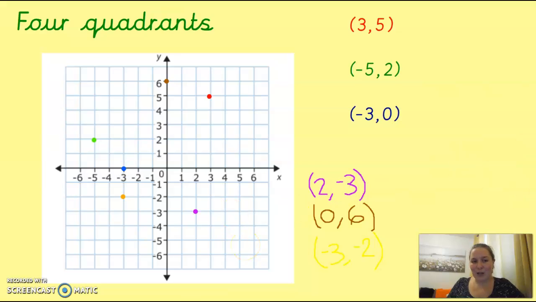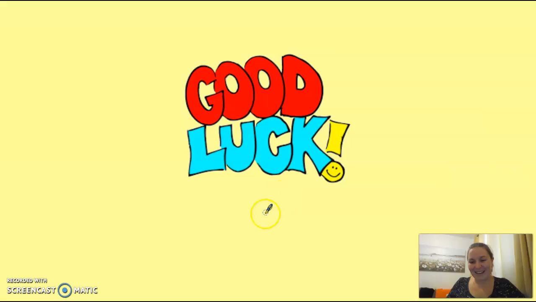Okay, so you can choose from a Christmas tree coordinates, which will be just in one quadrant, or the Santa coordinates, which will be a little bit harder because it's across 4 quadrants. I'd love to see your finished product. So good luck and have fun with it.